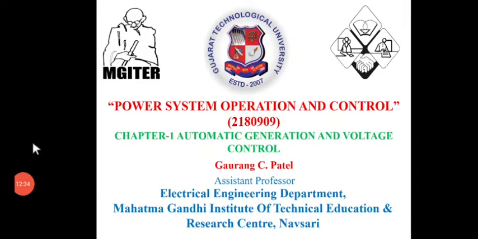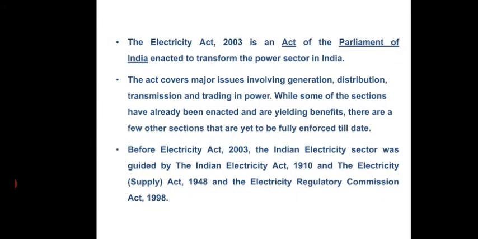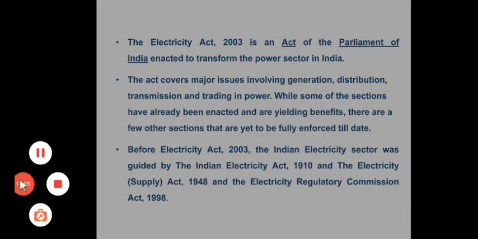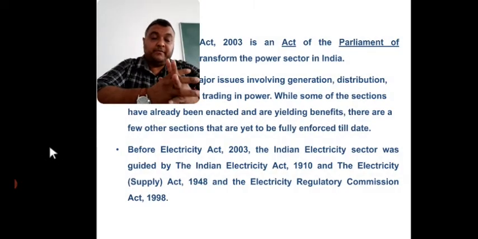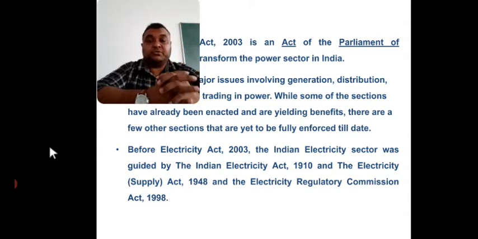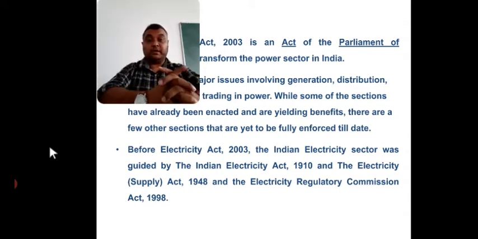Okay, so we'll start here with the first chapter of the subject, power system operation and control. The first chapter is automatic generation and voltage control. So before beginning this subject and going further, we will see some of the initial discoveries of the electrical system and how the electrical system works. So we will start with that.